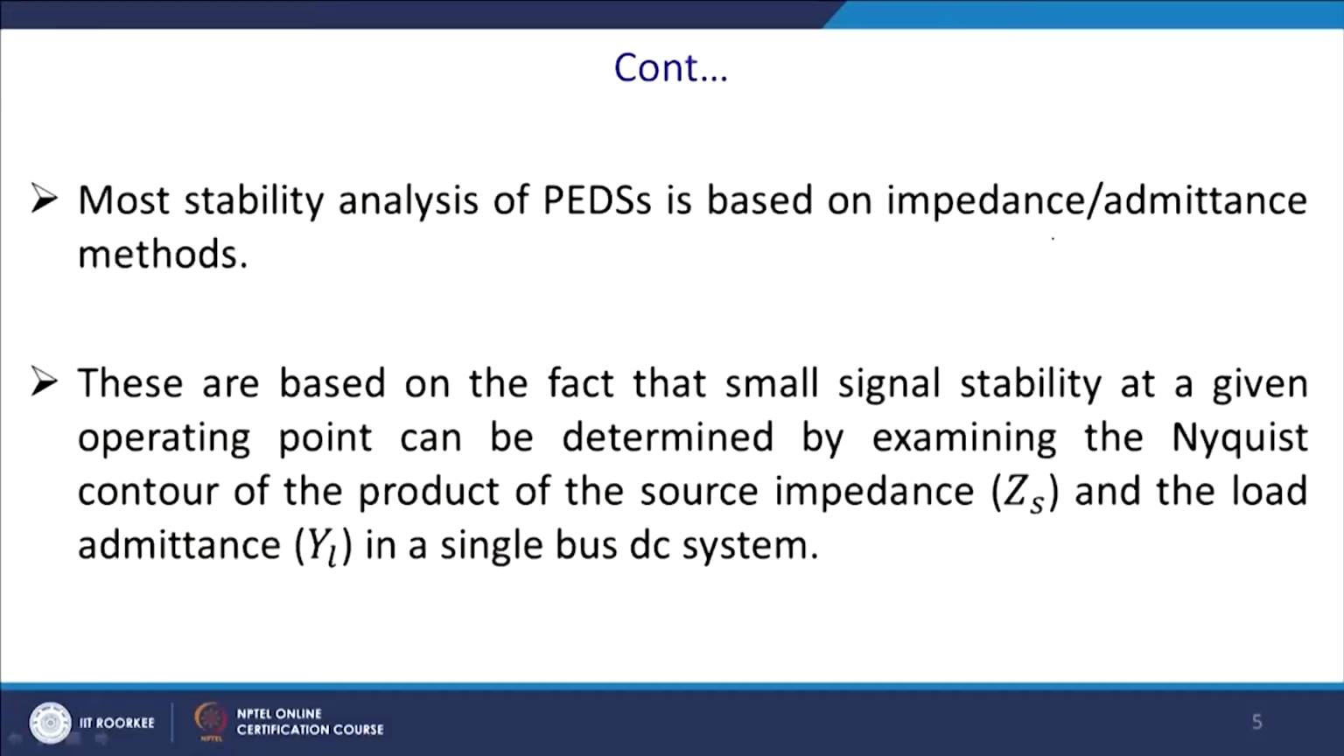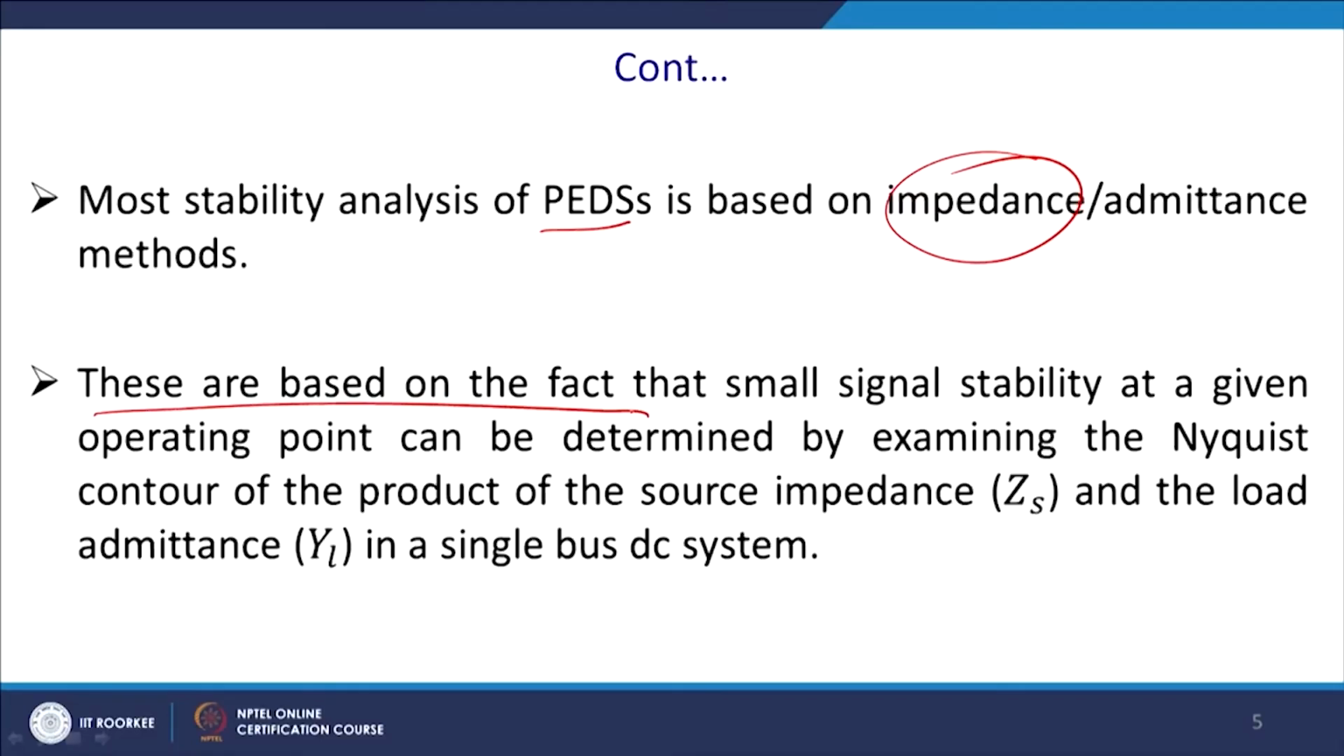Now, we shall discuss what our content is today. The most common stability analysis of these power distribution systems is based on the impedance-admittance method. Generally we prefer the impedance method, which is part of the series resonance analysis, and we may also have the admittance method, which is the parallel resonance.